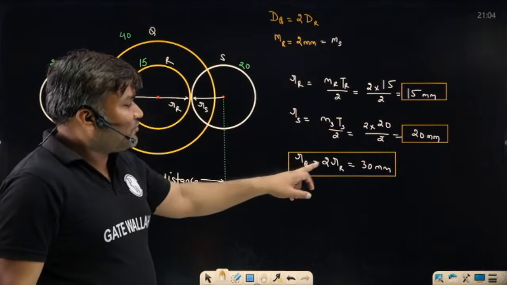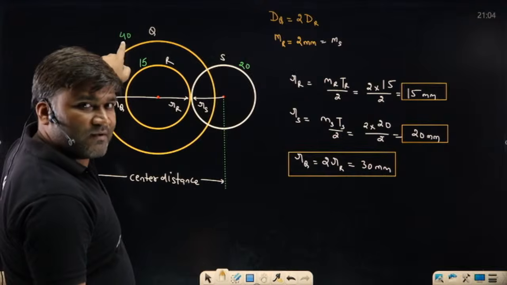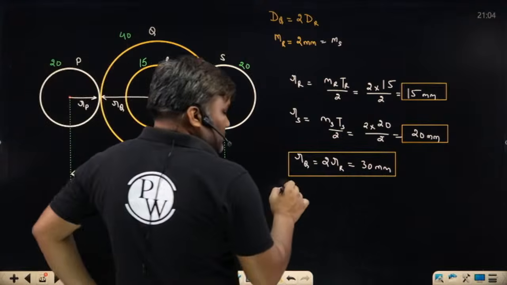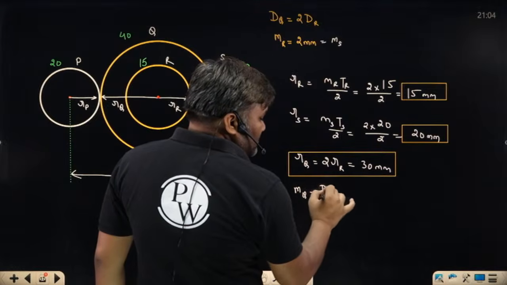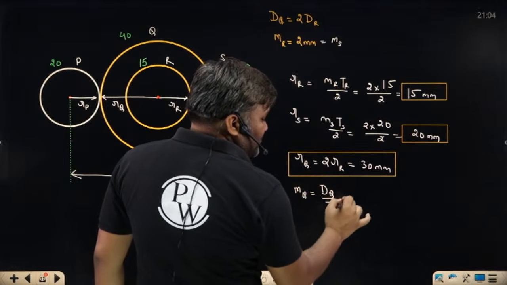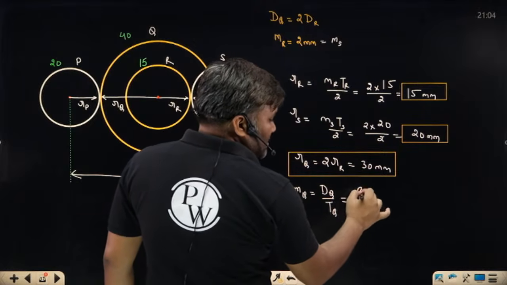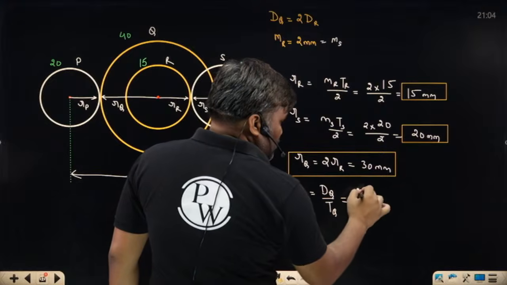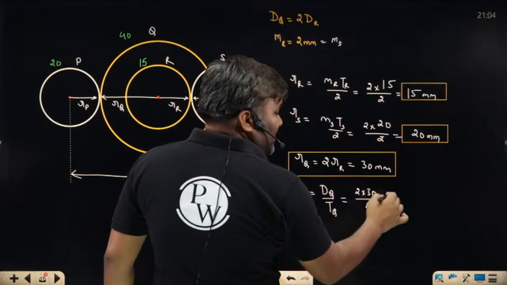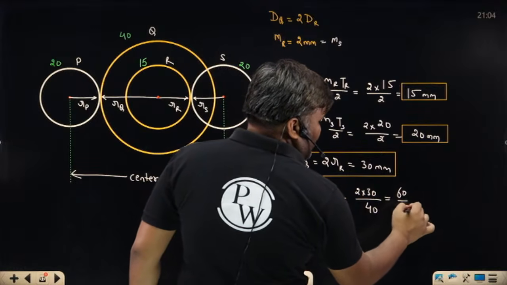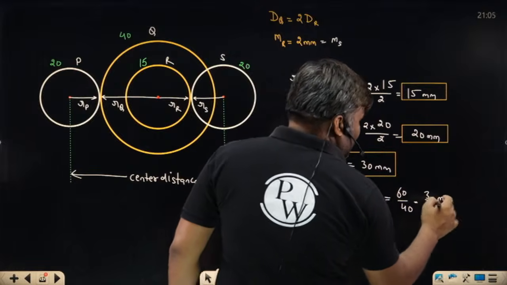And once you know radius of Q, you know teeth they have given. What is the module you can find out? Sir, module of Q is D by T. Diameter of Q is how much? 2 into 30, which is 60, divided by teeth. How many? 40 teeth we are having. So 60 by 40, kitna? This will be 3 by 2. 3 by 2 mm, this is the module of Q.